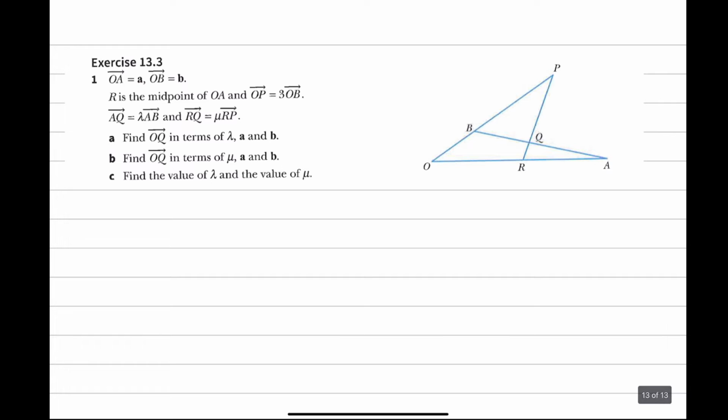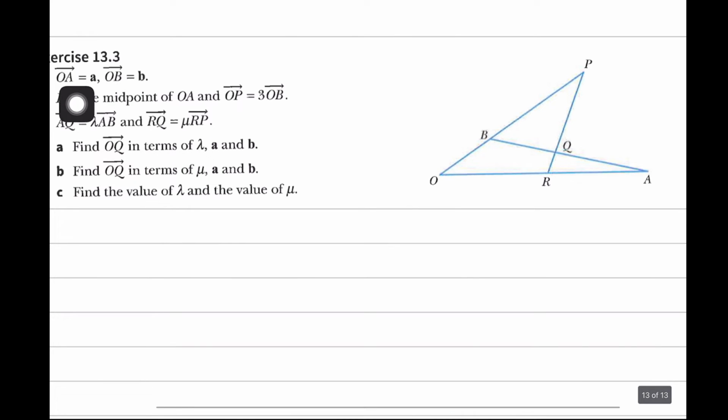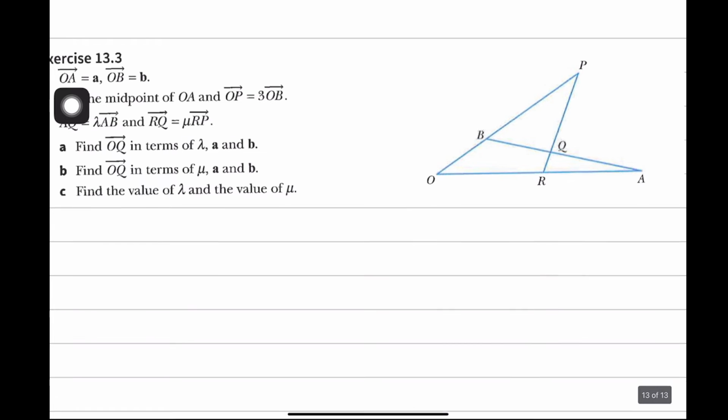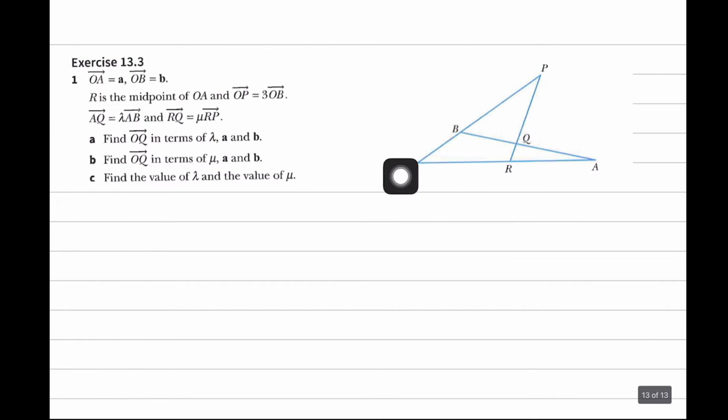So it says here OA equals to A and OB equals to B. So the first thing you want to do is read the question. Okay, so OA equals to A and OB equals to B. Acha, yeah, R is the midpoint of OA. So keep looking at the diagram as well. And OP equals to 3 times of OB. OP is 3 times of OB. Okay, so we'll figure this out later on. First, let's read the entire question. AQ equals to lambda times of AB and RQ equals to mu times of RP. Find OQ in terms of lambda, A and B.